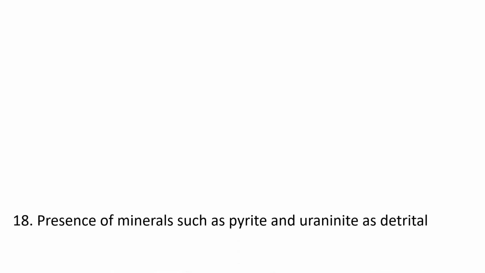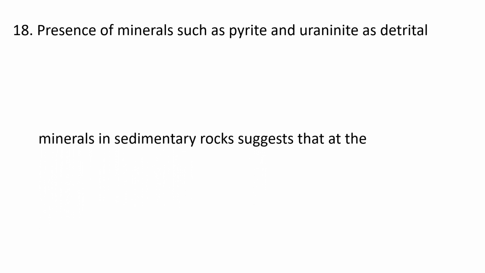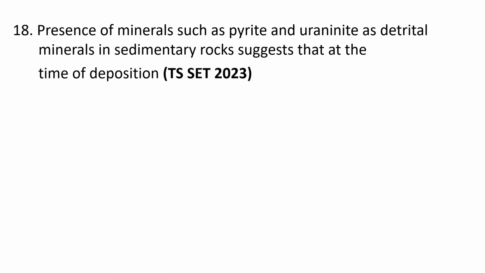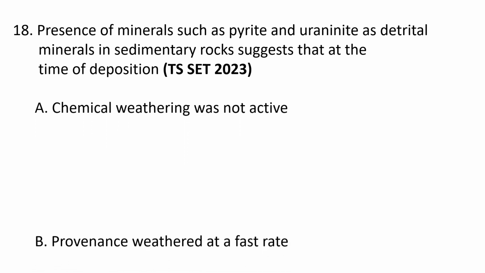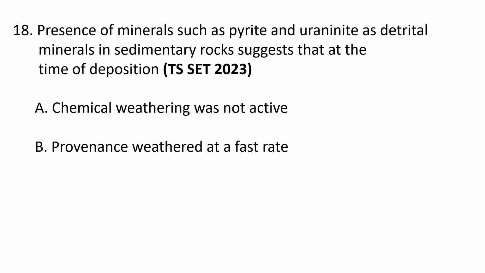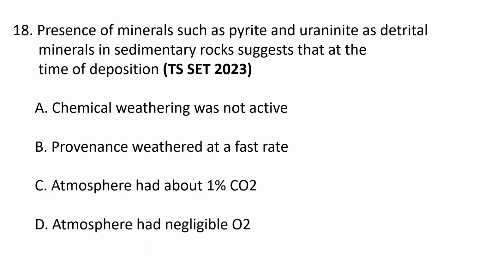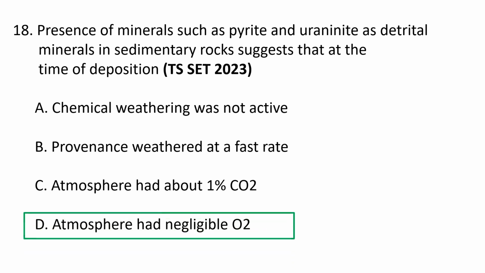Next question. Presence of minerals such as pyrite and uraninite as detrital minerals in sedimentary rocks suggests that at the time of the deposition: A. Chemical weathering was not active, B. Provenance weathered at a fast rate, C. Atmosphere had about 1% CO2, and D. Atmosphere had negligible oxygen.